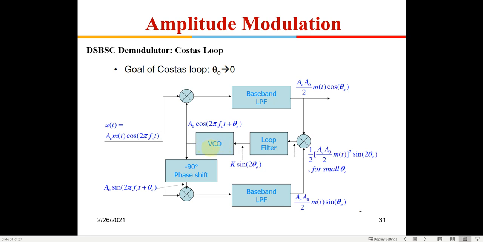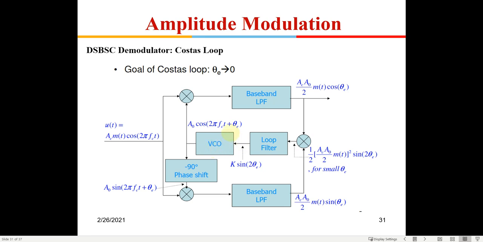So now I have a VCO. VCO is nothing but a voltage controlled oscillator. You give an input voltage here. Based on the input voltage, it will generate a frequency. If you change the voltage here slightly, the frequency also will shift. That is why it is known as a voltage controlled oscillator.